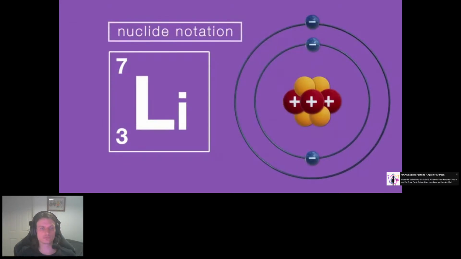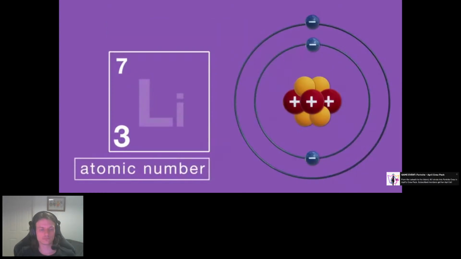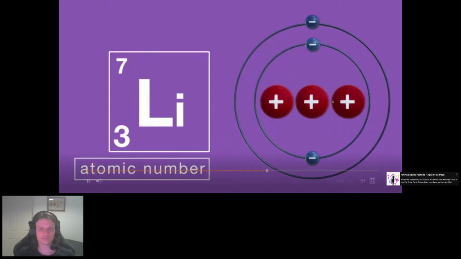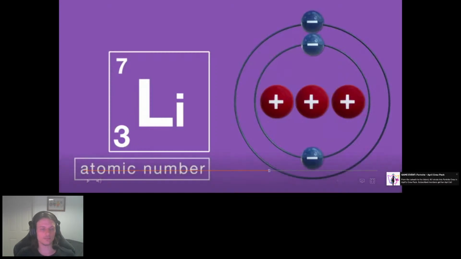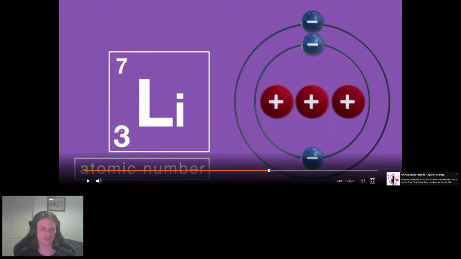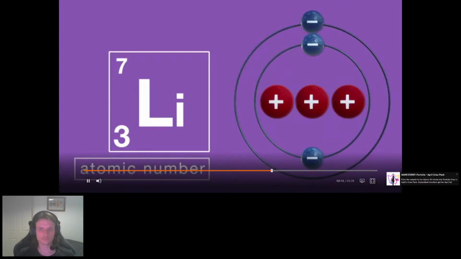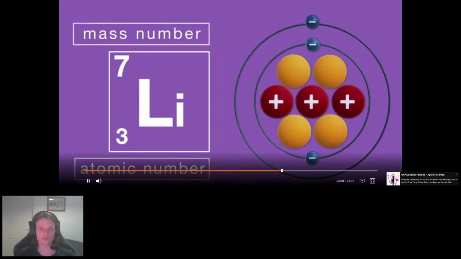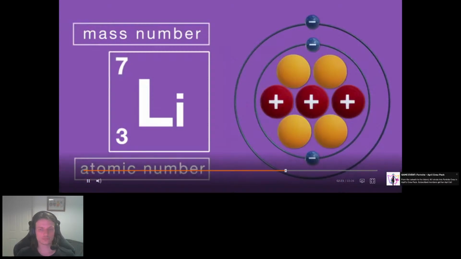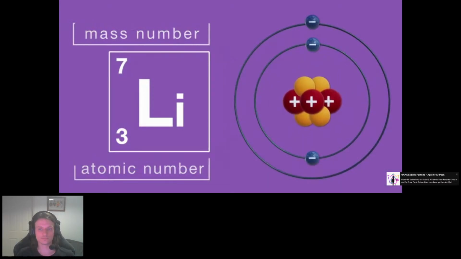Nuclide notation shows the symbol of the element, in this case lithium. The atomic number at the bottom left shows the number of protons and therefore the number of electrons, in this case 3. So this has 3 protons, 3 electrons, and 7 take away 3 is 4, so it's going to have 4 neutrons. The mass number at the top left shows the number of protons and neutrons added together. The mass number is 7, and the number of protons is 3, so there are 4 neutrons.